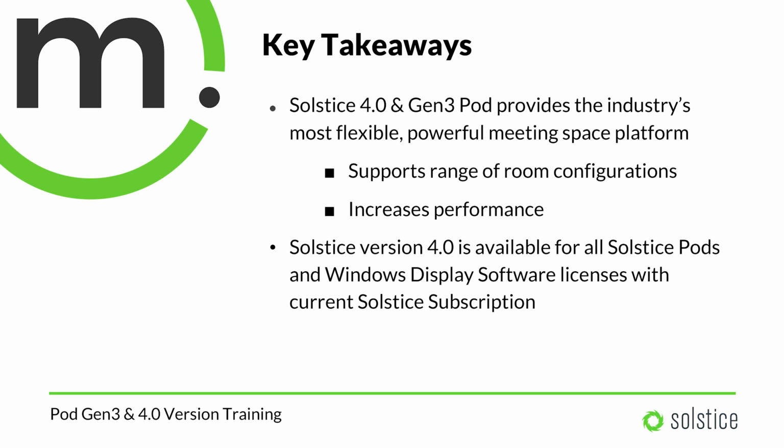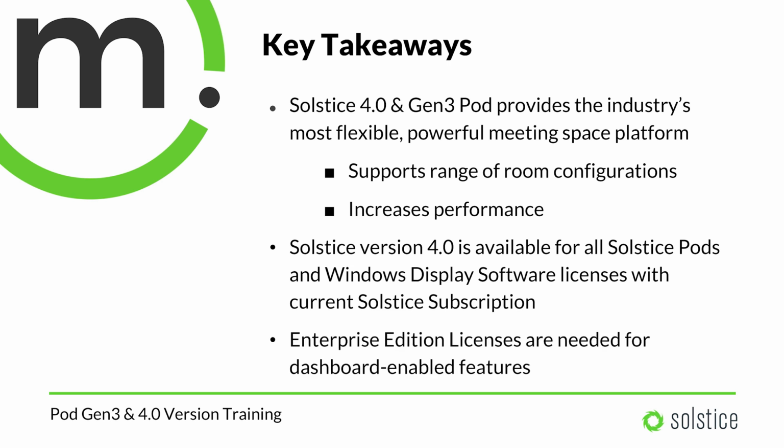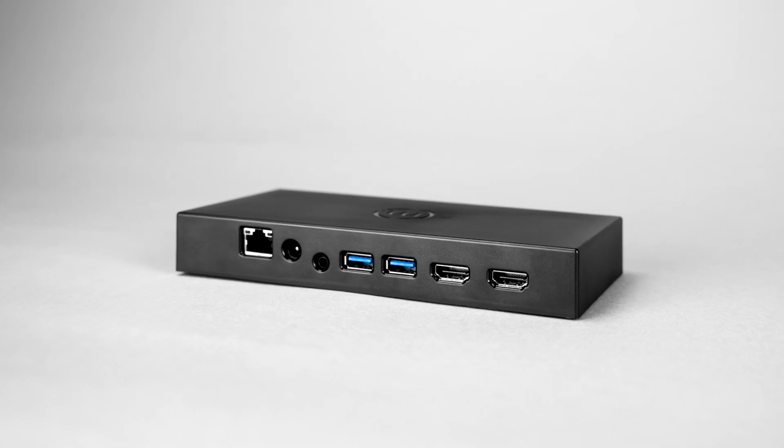Solstice version 4.0 is available for all Solstice pods and Windows Display software licenses with current Solstice subscription. Enterprise Edition licenses are needed in order to configure and use all dashboard-enabled features, such as customizable welcome screen instructions and local over-the-air updates. This wraps up our training module for the Solstice 4.0 and the Gen 3 pod.